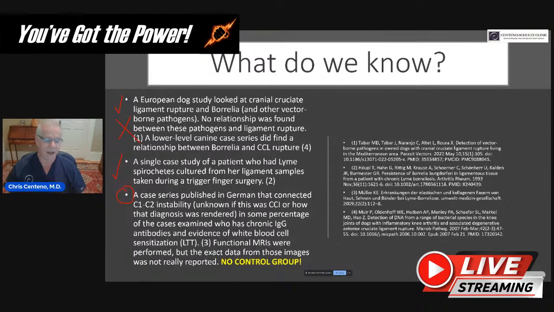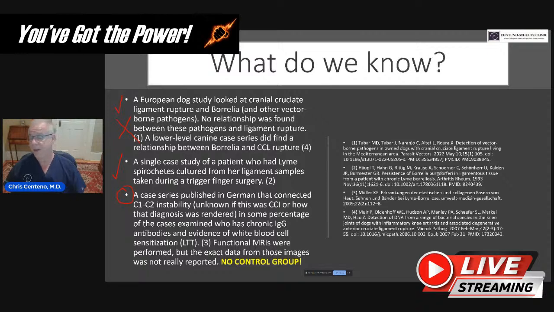They looked at this other test, which was a lymphocyte test. And they tried to link these test results showing that the patient had a Lyme exposure to functional MRI results showing craniocervical instability. Now, the problem is they didn't really define what was CCI and what wasn't.